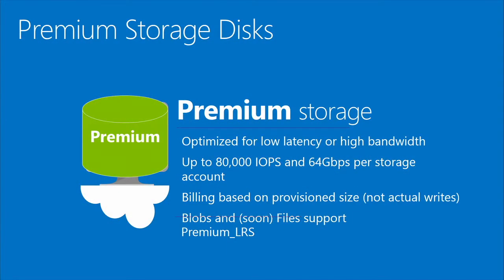Our premium storage disks are offered by the premium storage backend. A premium storage backend account can deliver up to 80,000 IOPS and 64 gigabits per second. And this is the most of any cloud storage provider. The billing is based on the amount of data that you've provisioned, not the actual amount of data you've written. And that's a contrast to standard storage.